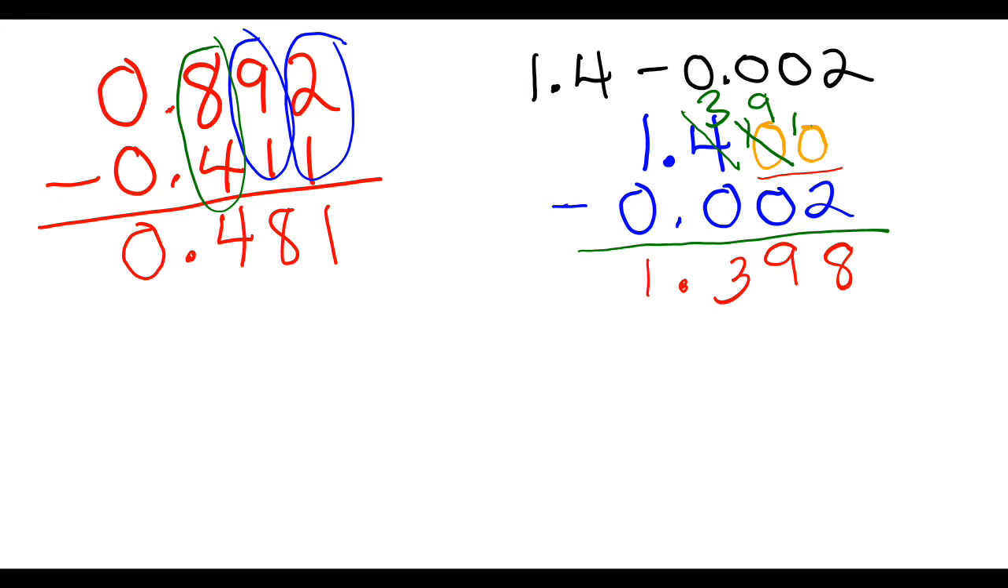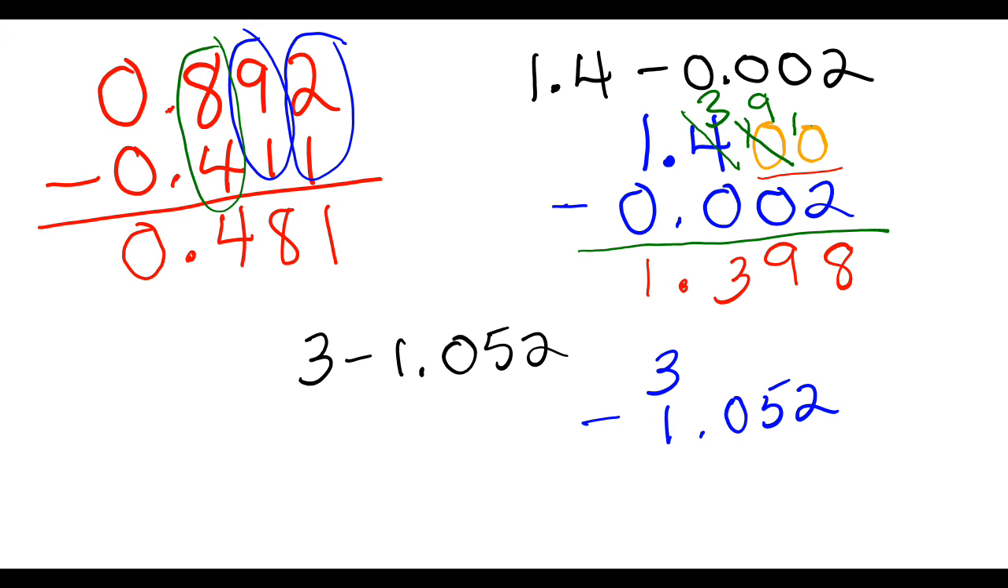Let's say we're taking away 3 minus 1.052. And so if we set that one up, same similar kind of thing, we're going to have 3 minus 1.052, add in some placeholders, and you can see we're going to have to do some regrouping.